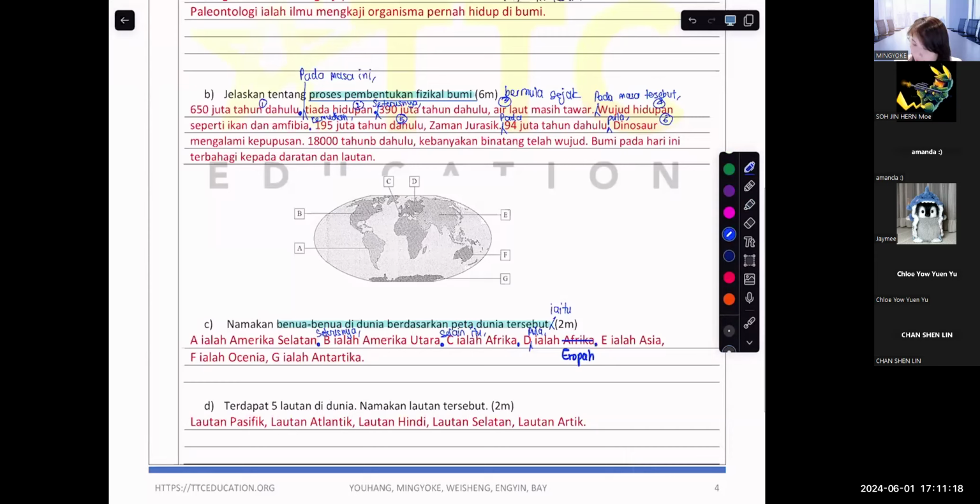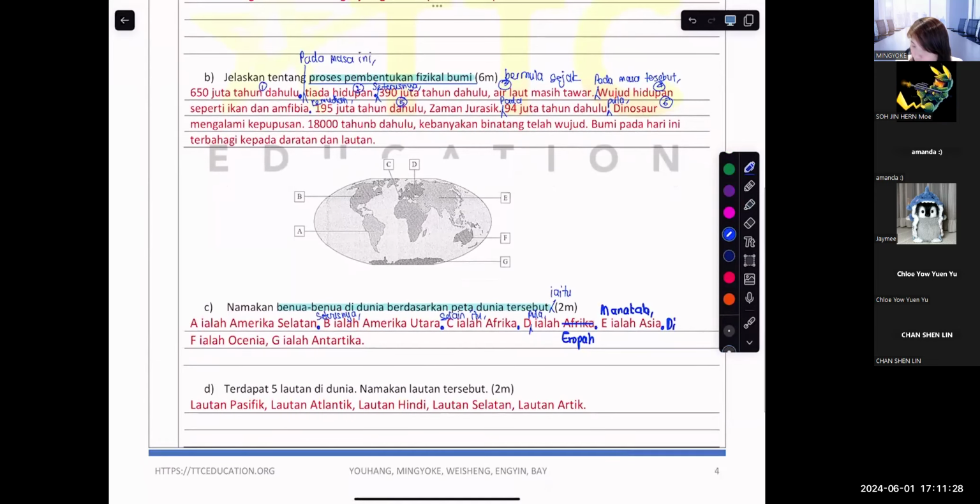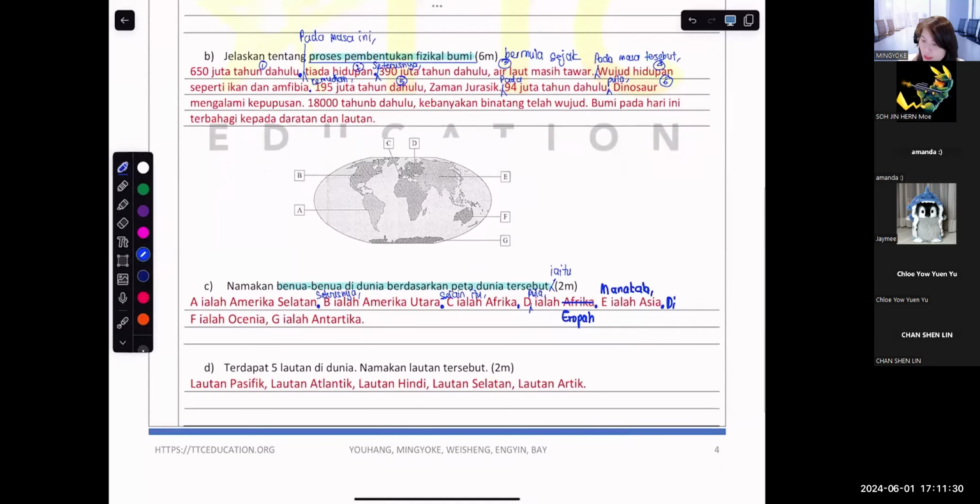Okay? Then you can write manakala. E ialah Asia. Then you can di samping itu. Okay, I put it here. Di samping itu. F ialah Oceania. If you don't want to continue full stop, you write serta. G ialah Antarctica. I already told you before. You can write kepala soalan, penanda wacana. Some teacher allow you to have kata hubung.